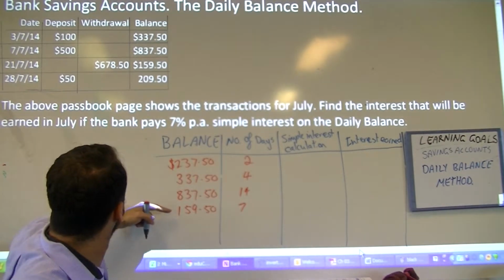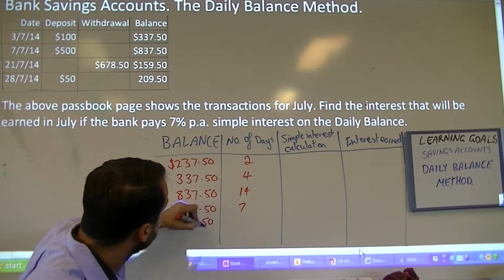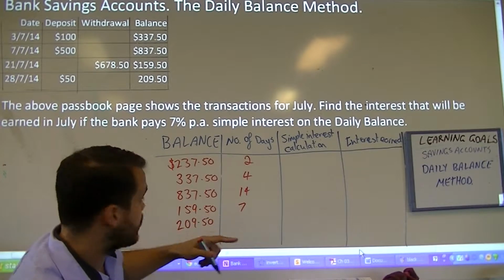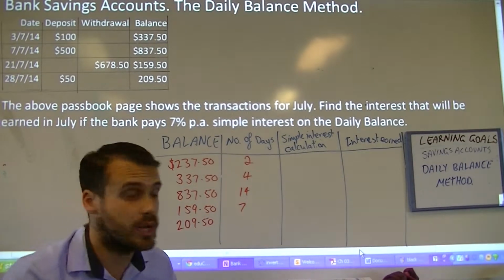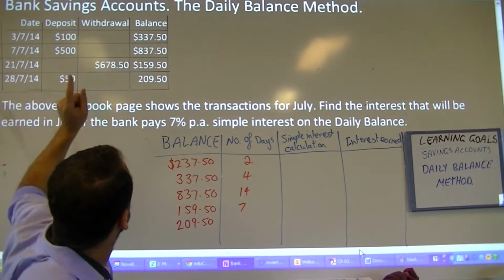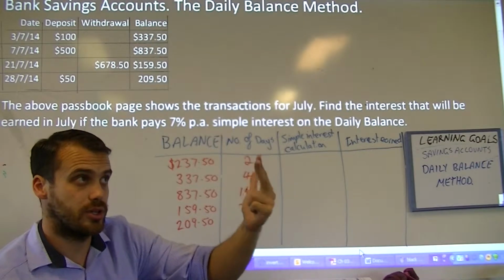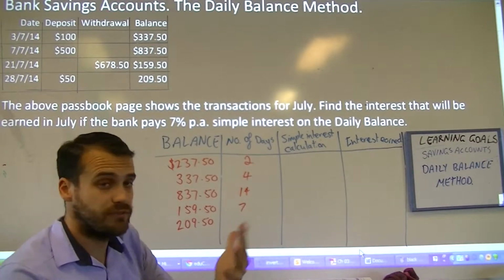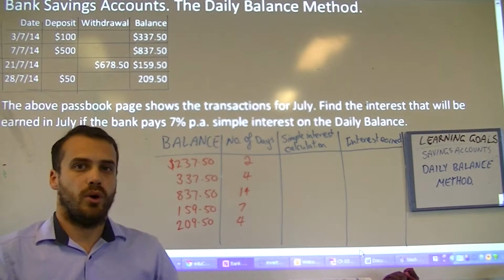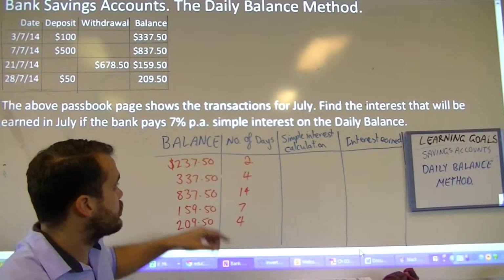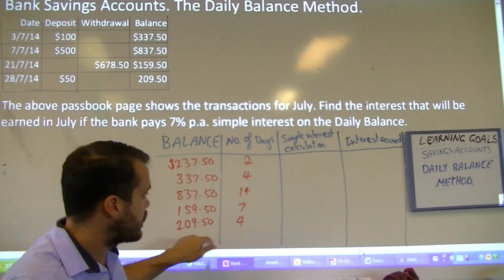And finally, on the 28th of the 7th, the balance changed to $209.50. Now that will give us, let's see, 30 days have September, April, June and November, all the rest 31. 31 days in July, so 28, 29, 30, 31. It looks like 4 days with that balance. Okay, so now we know that we have a balance of this for 2 days, a balance of this for 4, for 14, for 7 and for 4.